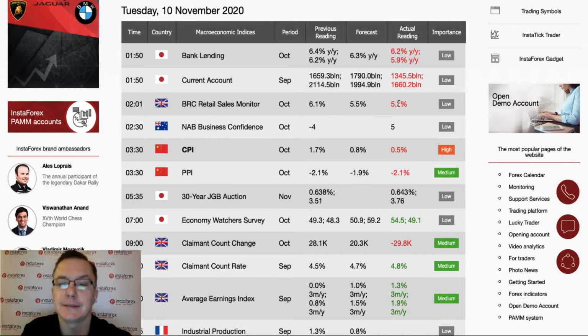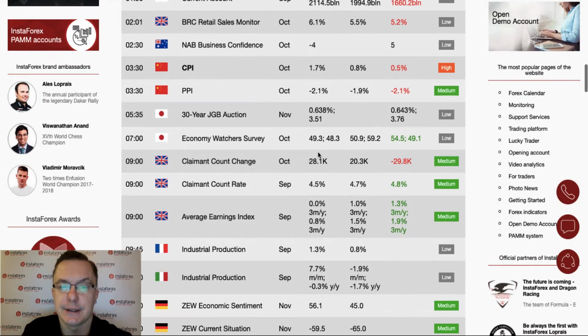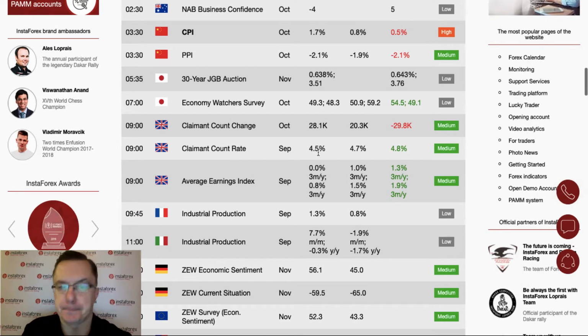We are on Tuesday. We got some important data that were published already, like CPI data from China, as you can see, at 3:30 in the night, and this data was way lower than expected. The actual reading was 0.5%, while the forecast was 0.8 and the previous reading was 1.7. So there is absolutely no inflationary pressure in China, which means they will likely cut the rates soon enough.